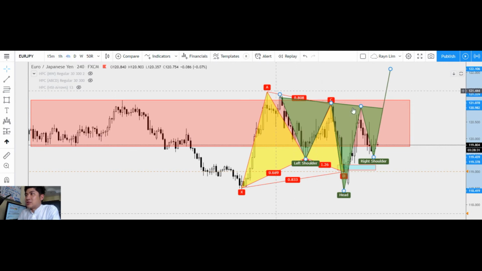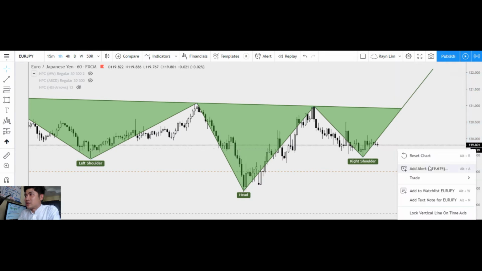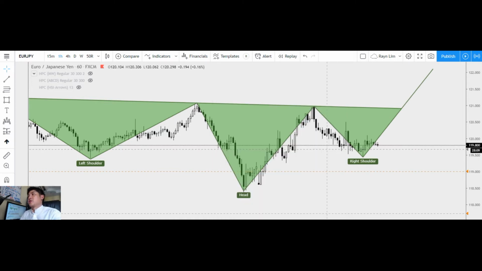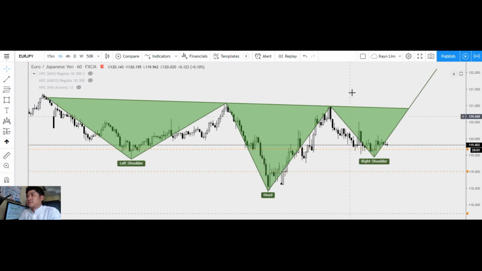All right, so this is the inverted head and shoulder formation. I realized that recently there are quite a lot of these head and shoulder setups. All right, so set an alert over here. Euro Yen, H1, head and shoulder over here. Okay, great.